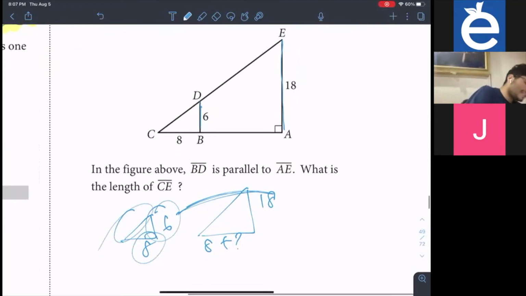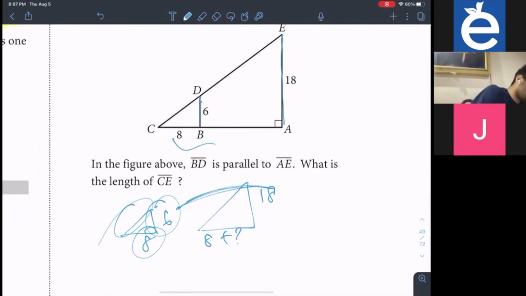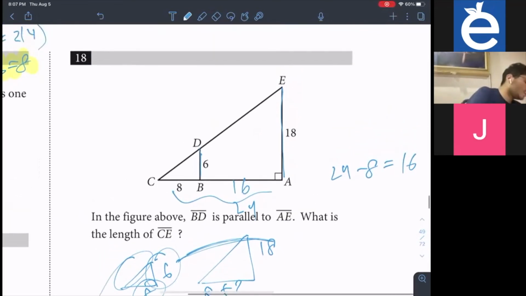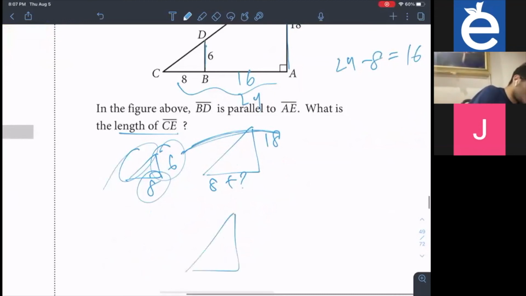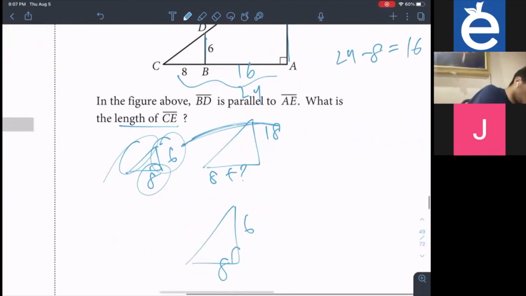So we know 8 times 3 is 24. So we know this entire thing is 24. Which means 24 minus 8 is 16. So this has to be 16. But they're not looking for that. They're looking for the length of CE. Since we split it into a smaller triangle, we know it's 6, 8, and it's a right triangle. So it's a 6, 8, 10 triangle.